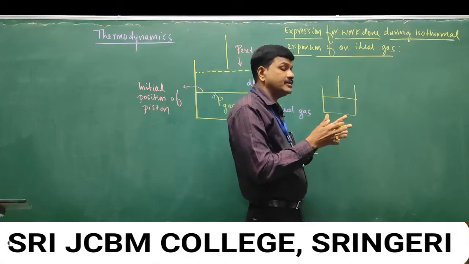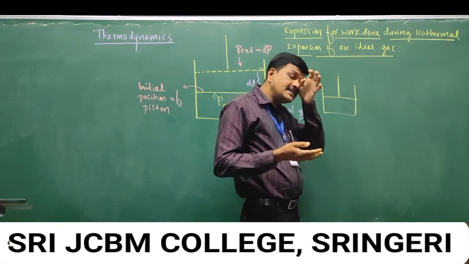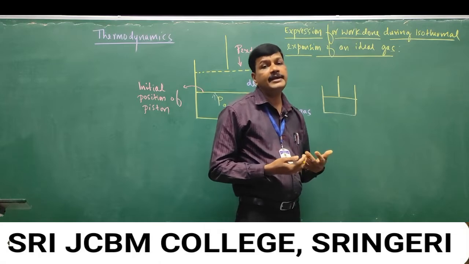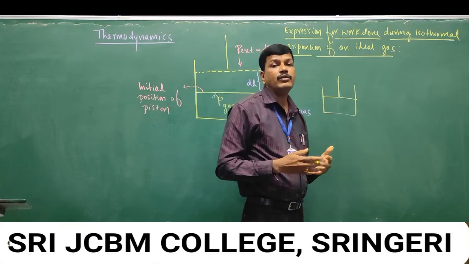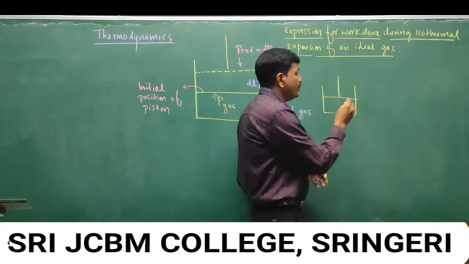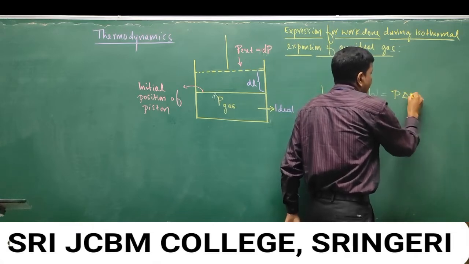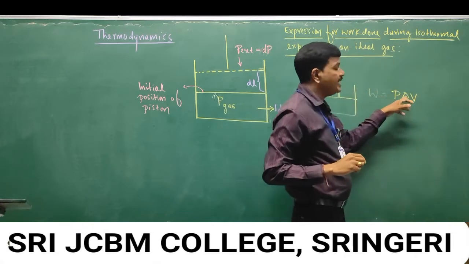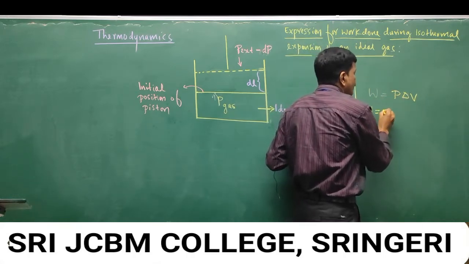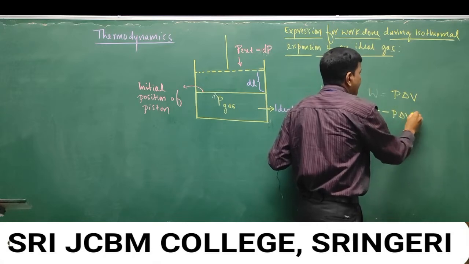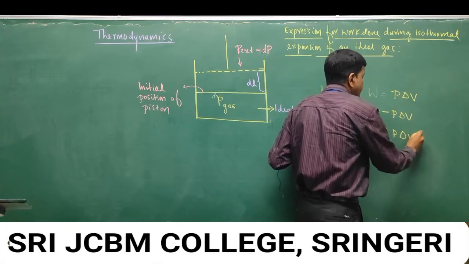Okay, in both the cases, during the contraction or expansion, the work is done on the system or work is done by the system. So during both the cases, the mechanical work is done. Okay, so here the work is equal to P delta V. So work is equal to minus P delta V.